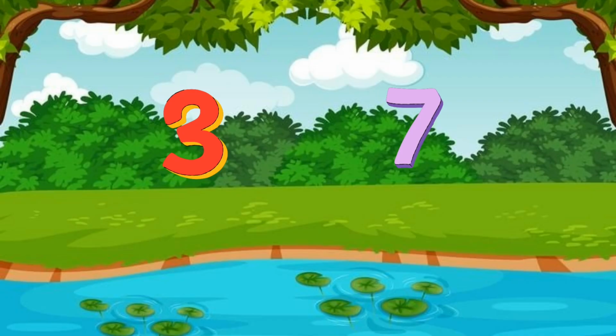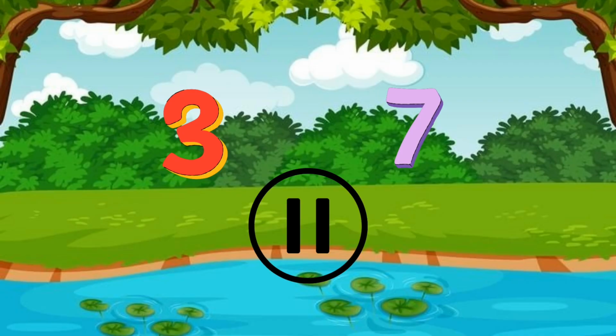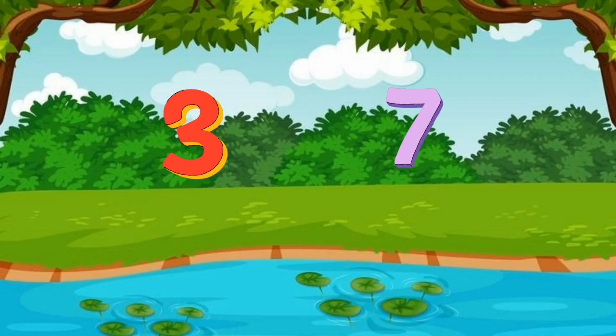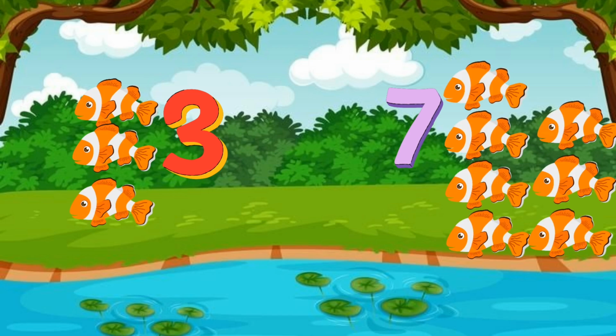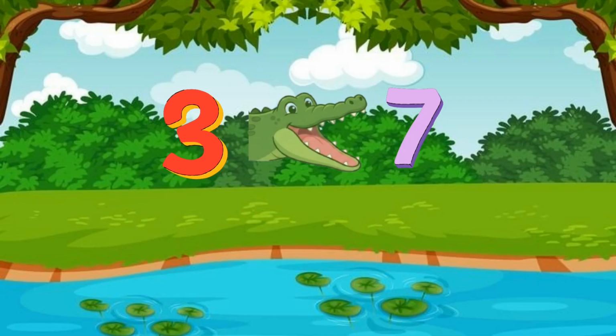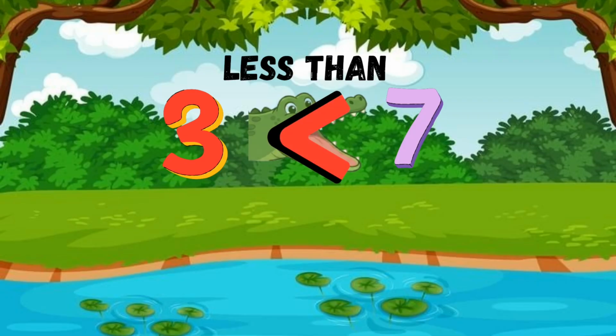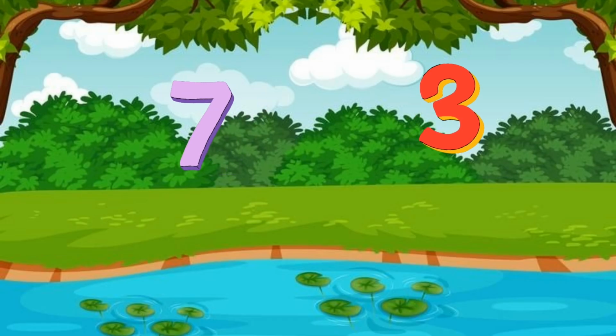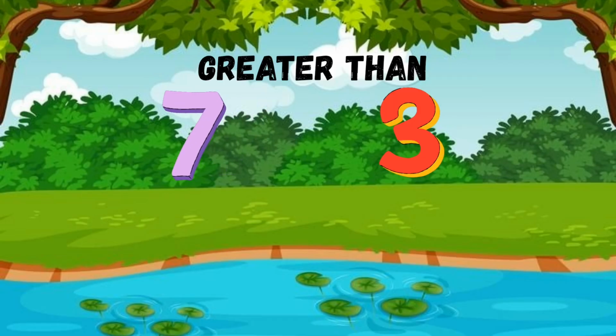Think for a moment. Let's find out which number is bigger. That's right, 7 is bigger. So the crocodile opens its mouth toward 7. 3 is less than 7. We read it like this: 3 is less than 7. This symbol is less than. If we turn it around, 7 greater than 3.